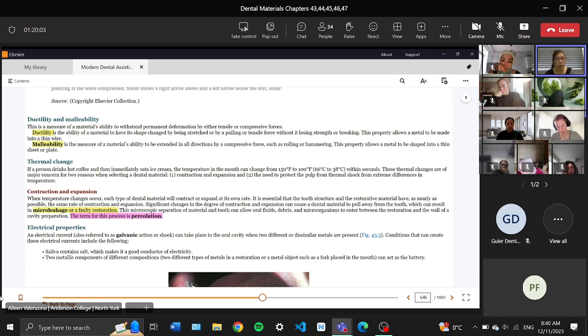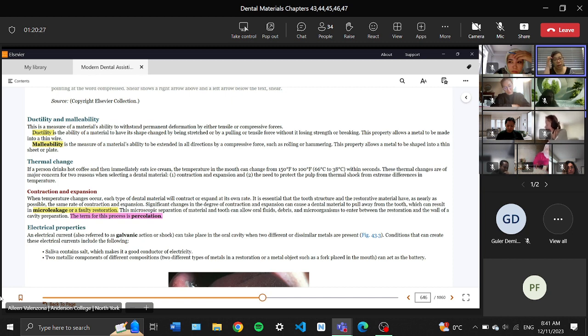Okay. And then when we are talking about the thermal, there are some materials that produce heat, like the zinc phosphate cement. That's why we mix it on a thick glass slab. Okay, so it really affects the pulp.